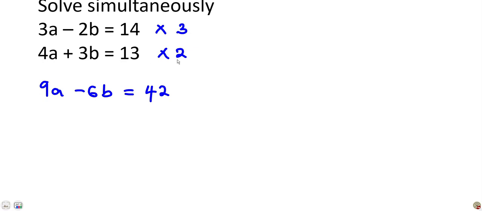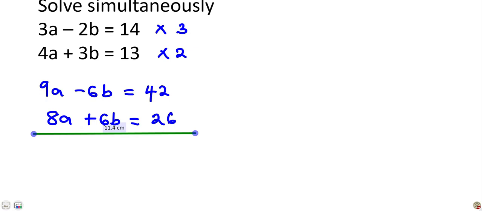And multiply the second equation by 2. 2 times 4a, you have 8a. And 2 times plus 3b, that's 6b. And 2 times 13 is 26. So what we're going to do is draw a line underneath, and then look at the coefficient for b. We see they have the same value but different signs. And we always say when they have different signs, what you definitely do is add along the column.